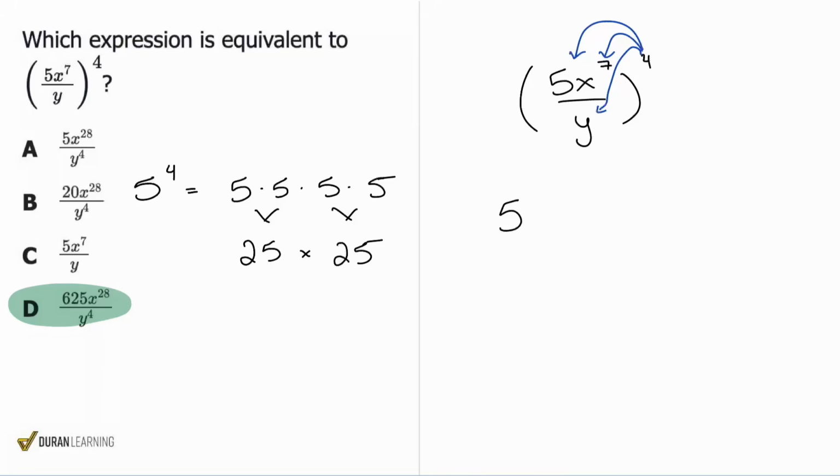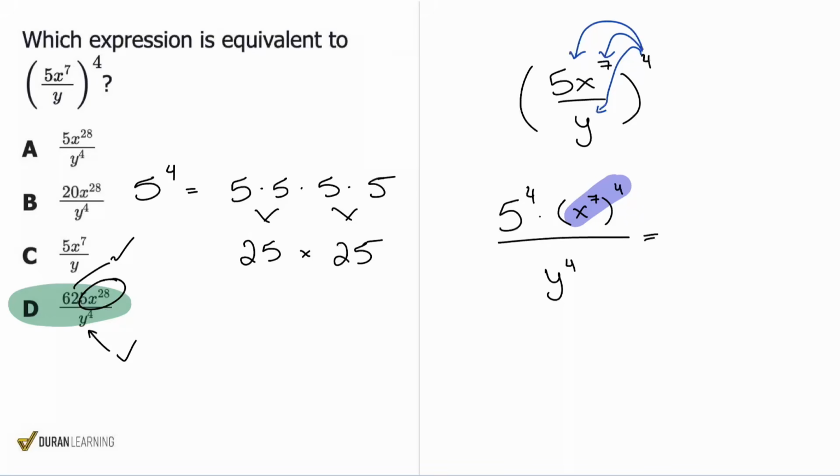So that'll be 5 to the power of 4, x to the power of 7 to the power of 4, and then y to the power of 4. So we already see that the y to the power of 4 at the bottom checks out. The 625 checks out. We just have to make sure that the x to the power of 28 checks out. And it does, because what we have here is a power to a power. And so what we do in those circumstances is we multiply those exponents.